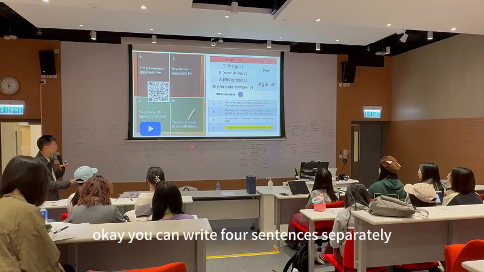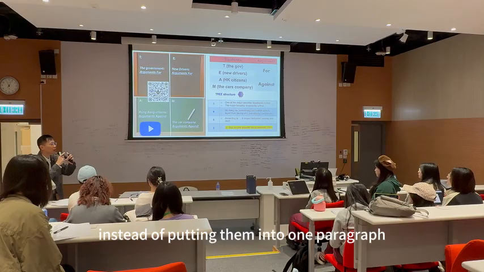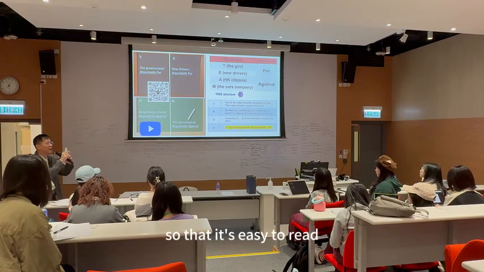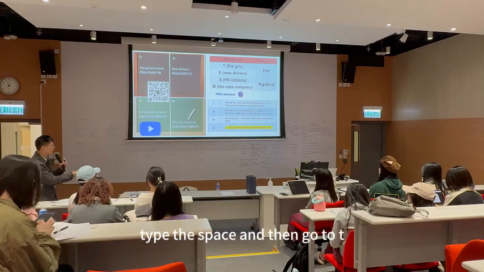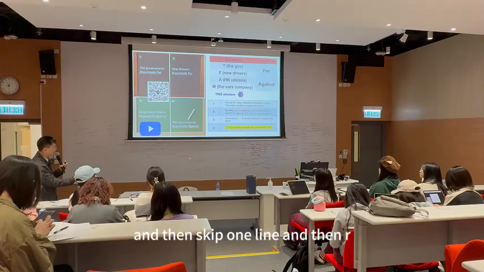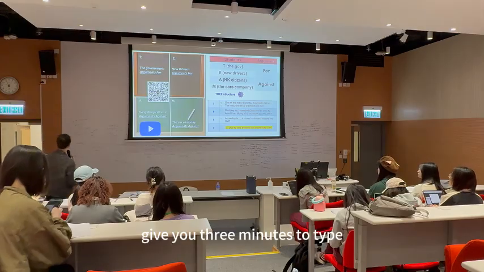Okay, you can write 4 sentences separately instead of putting them into one paragraph so that it's easy to read. Skip one line, type the space, and then go to T and then skip one line, and then R, and then skip one line to E, and then skip one line to E. Do you get what I mean? Now, I'll give you 3 minutes to type.